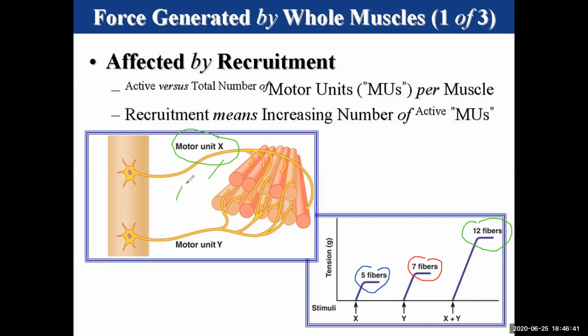This happens first because it's smaller. And then if you need more tension, you will go on to recruit motor unit Y, which is the second unit being mobilized. And if you need still more, you will recruit a third motor unit, which is even larger than motor unit Y. Okay. So the more motor units being recruited, the greater the tension generated by the muscle as an organ.